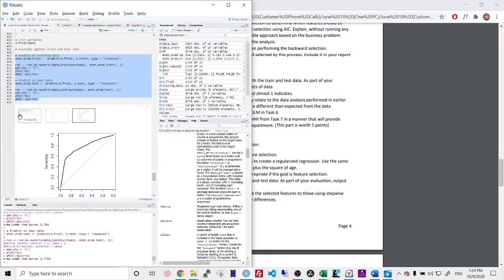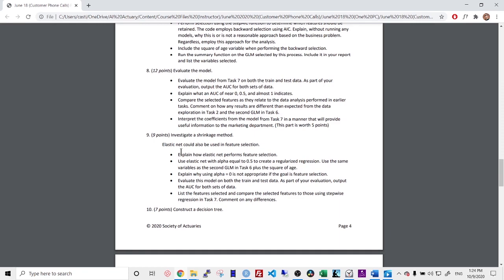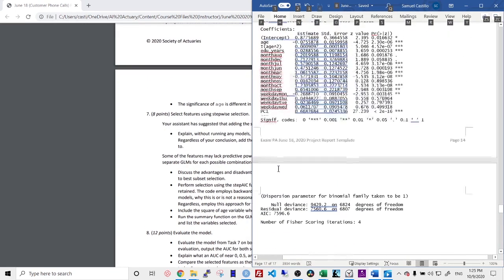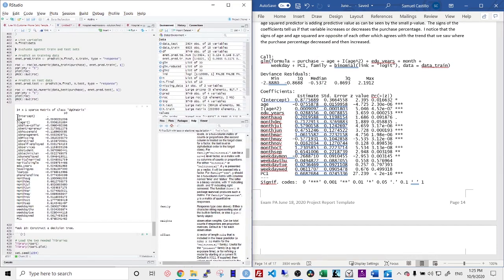So here are the features that are selected, and if you compare these to the features used in task 7, it looks like the same features, right? Because we didn't remove any variables. See, there's age, the coefficient is negative and about the same size. For age squared, the coefficient's a little bit smaller. For EDU years, where's EDU years? There it is, 0.0288. So it looks like the Lasso coefficients are consistently smaller.